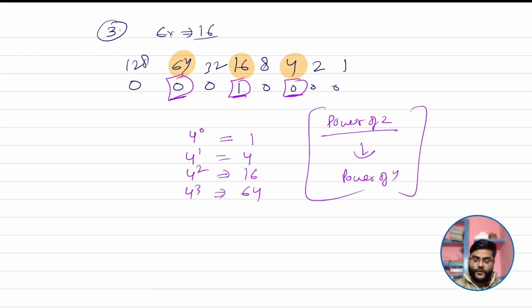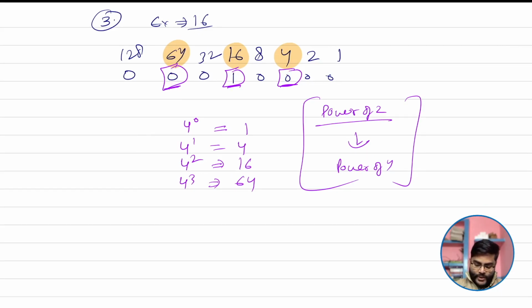Okay. So if it is a power of 2, we'll have only one set bit at any of these places. But if it is a power of 4, my only set bit will be at this position or this position or this position and so on. Okay. So I want to create a mask.